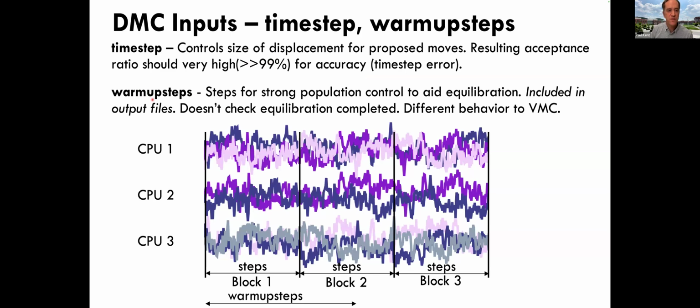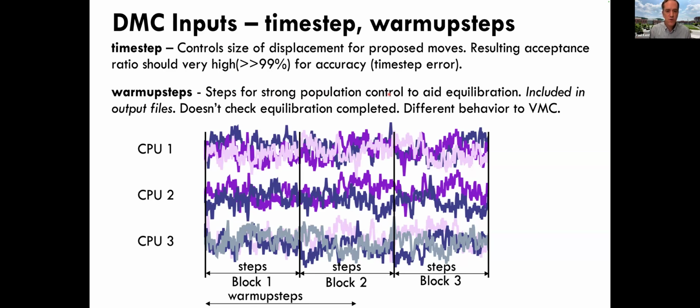And there's an important difference with variational Monte Carlo here, because the warm-up steps are not done before the first block, right? So the warm-up period is actually included in the output. Why is that? Well, the warm-up period here has a slightly different meaning. It's a period of a number of steps during which we strongly control the population. And this actually helps make the equilibration process efficient. So this is the time when we're starting from a high energy and we're shooting down to a lower energy where the ground state is, to start sampling the proper ground state wave function.